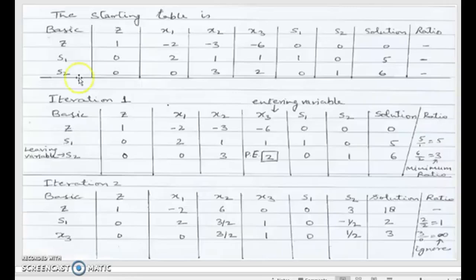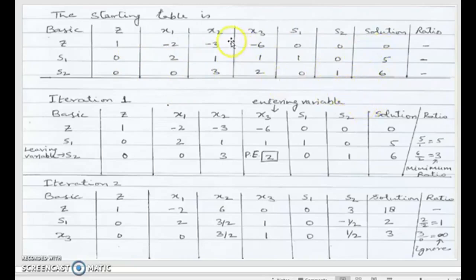So we write down the table for the starting table. We write down basic variables here, s1, s2, and the z row we have written after taking all the elements to the left hand side. So the coefficient of z is 1, coefficient of x1 is minus 2, coefficient of x2 is minus 3, coefficient of x3 is minus 6, and coefficients of s1, s2 are 0, 0, and the solution is 0. Similarly, we can write down the s1, s2 rows, and these are the right hand sides of s1, s2.